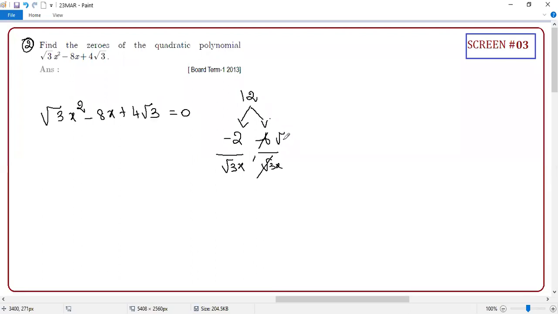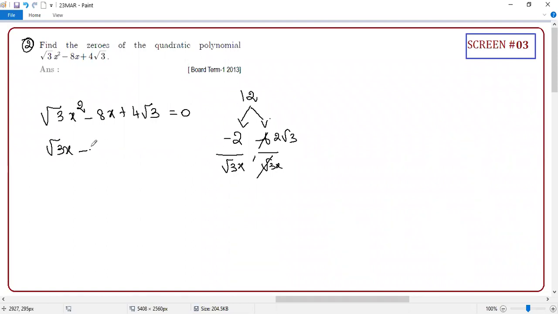This will become what, student? Not root 3. 6 is having what? Root 3 into root 3. So basically, you can say 2 into root 3 into root 3. Correct or not? So if you cancel one root 3, what is remaining? 2 root 3. Right.